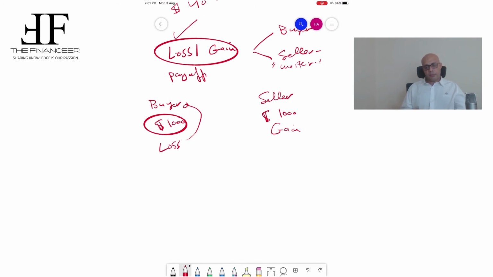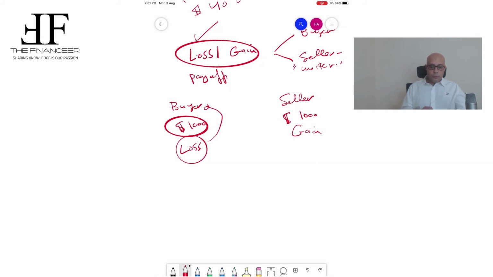Let's understand something here. The loss for the buyer will be exactly the gain for the seller, so it will be the same amount. The loss of one party will be the gain for the other party. So the loss will be the gain on the seller or on the writer side.